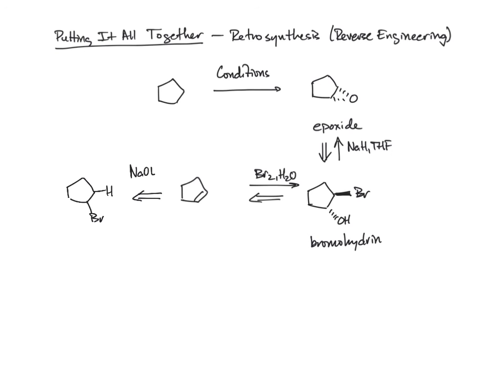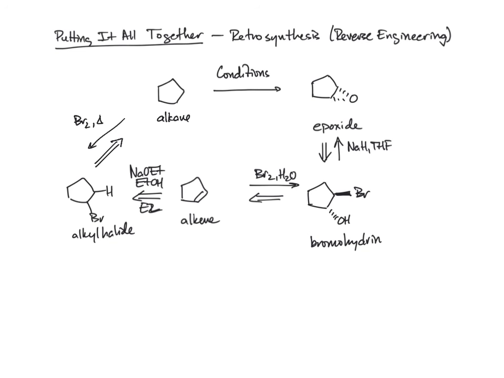So sodium ethoxide in ethanol. Again, that was our E2 reaction. So alkenes come from alkyl halides through elimination. How do we get to alkyl halides? Well, we can get to alkyl halides from the alkane, using bromine and light or heat. That's a radical C-H substitution.